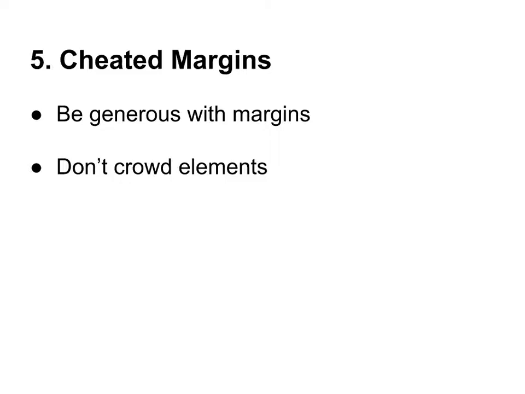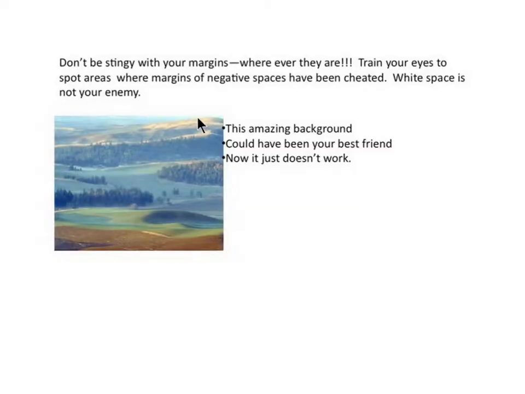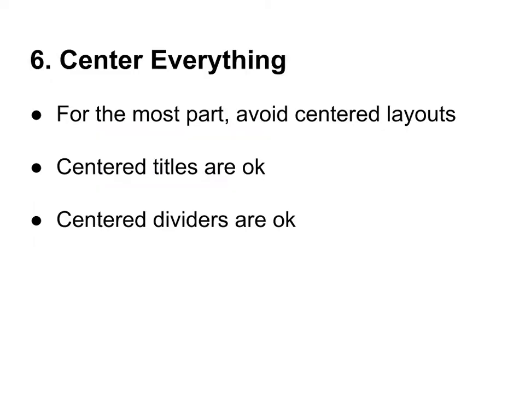Number 5, cheated margins. Be generous with margins. Don't crowd the elements of your design. So for instance, you can see in this example how the list to the right of the image is all smooshed up into the image. It makes it look crowded and cluttered, and you could really use some negative space in there to separate that out so that it's cleaner.